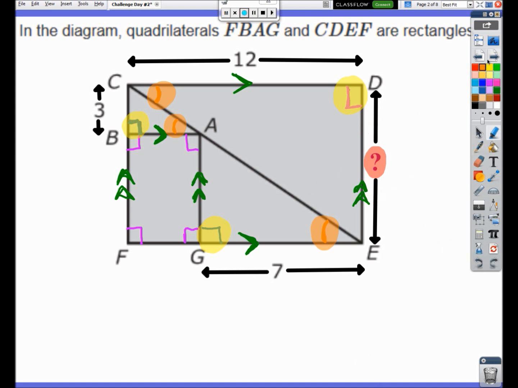Now, it is great that we know one side of this big triangle. We know this 12. But if we look at the other two smaller triangles, we only know one side each. And really, we need to know two sides, right?